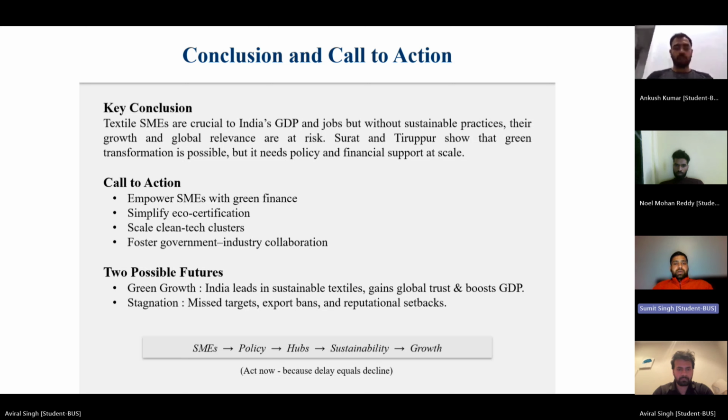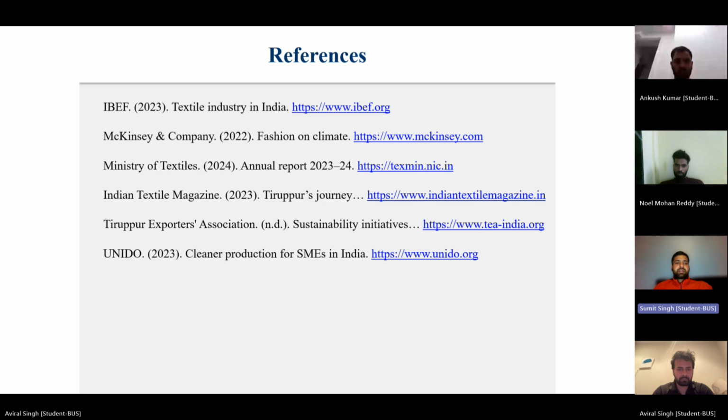Before we end, I'd like to highlight that our research has been backed by a wide range of credible secondary sources, which have been properly cited in Harvard referencing format. We used the McKinsey and Company 2022 Fashion on Climate report to understand global benchmarks and climate impacts of textile production. UNIDO 2023 for ground-level case studies and environmental impact data for Indian SMEs.